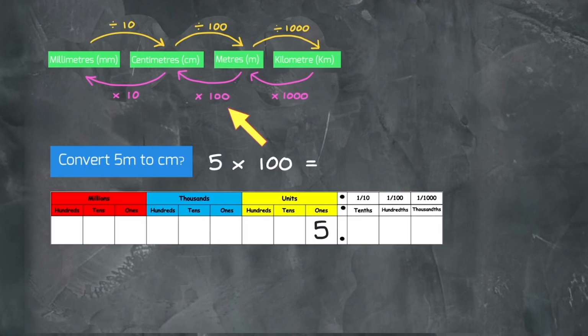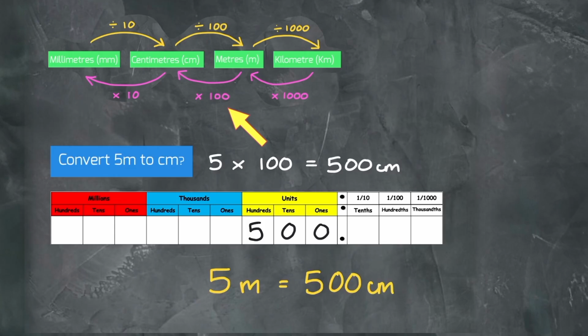We use our knowledge of our place value columns to do this. If we're multiplying by 100, we move 2 spaces to the left. This means that our answer is 500 centimetres. We now know that 5 metres is the same as 500 centimetres.